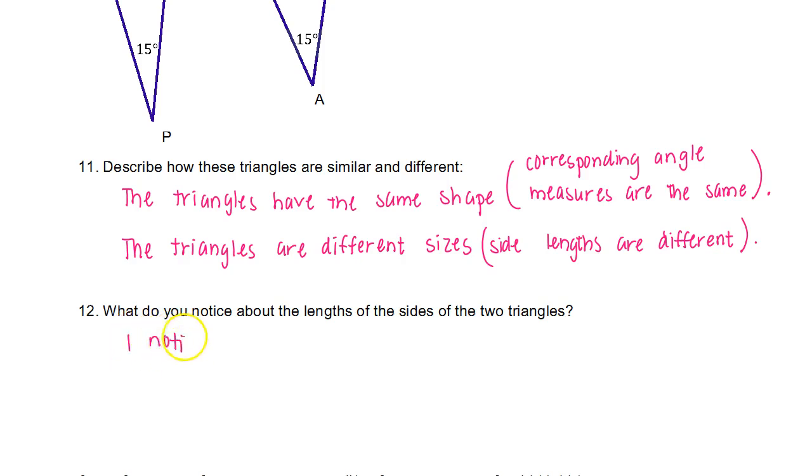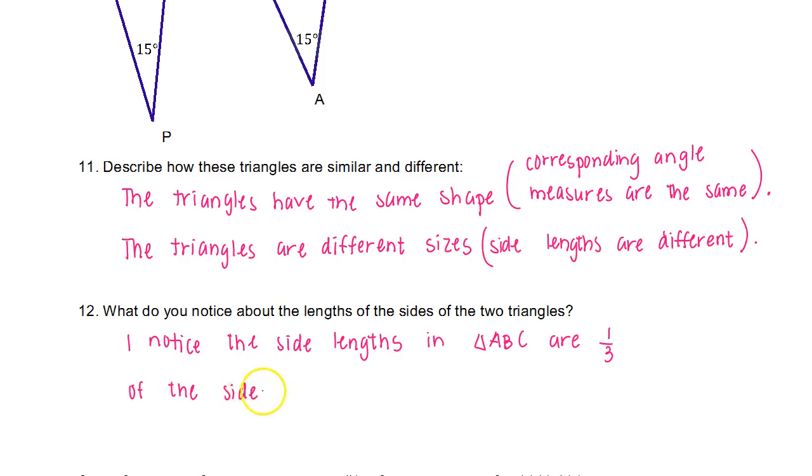So we want to answer number 12 by noting that relationship we just saw. I notice the side lengths in triangle ABC are 1/3 of the side lengths in triangle PQR.